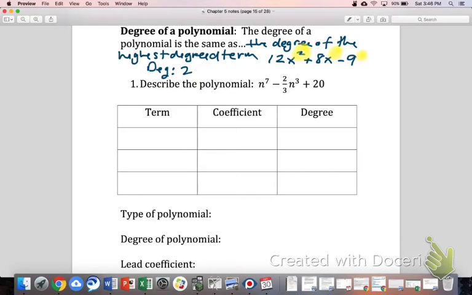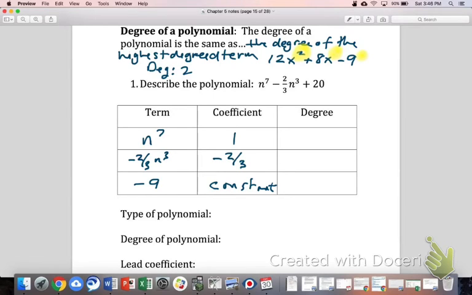The first term would be n to the 7th. The next term would be negative 2/3 n cubed. The last term would be negative 9. Okay, so the coefficient on n to the 7th, well, since there's not one written, we understand it to be a 1. The second term, the coefficient is negative 2/3. And for negative 9, it's a constant.